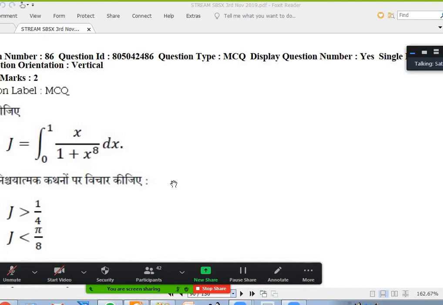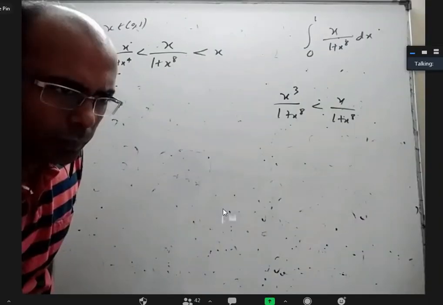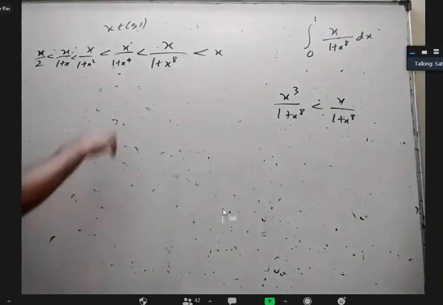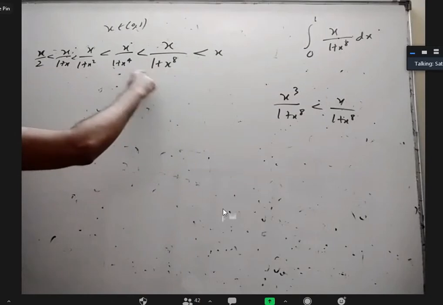Sir, if we take x by 2, we are getting greater than 1 by 4. Sorry, greater than 1 by 4. And what about less than pi by 8? It was wrong, maybe. And I just want to confirm that all these things are less than this.